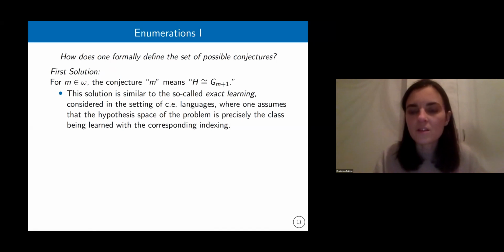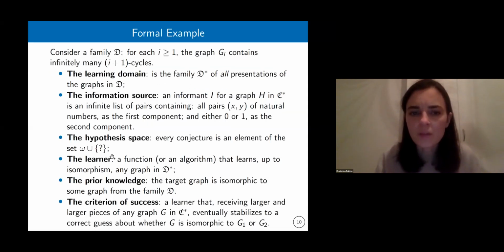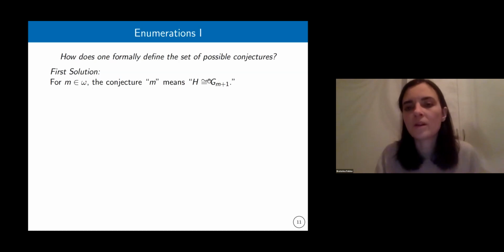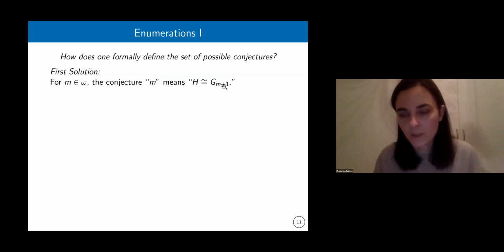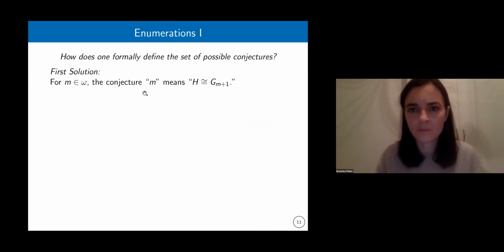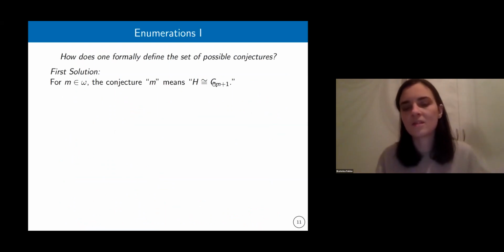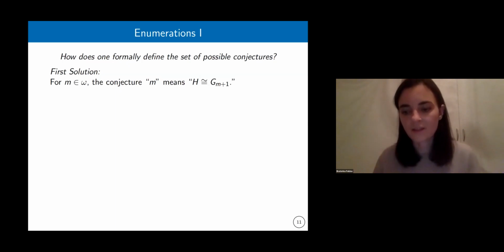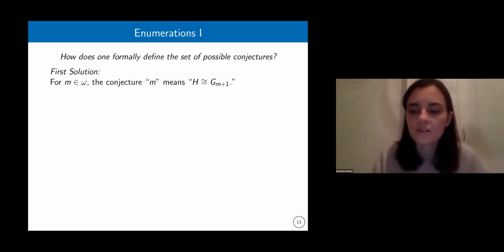Okay, so the only problem here is how exactly we define and interpret those hypotheses. The first and obvious idea is to say that when we output the hypothesis, let's say M, it means that we are isomorphic to the graph G M plus 1 in the notations from this slide. So basically the hypothesis M means that we are seeing a graph consisting of M plus 2 cycles. In this situation, it is probably a natural and nice approach.